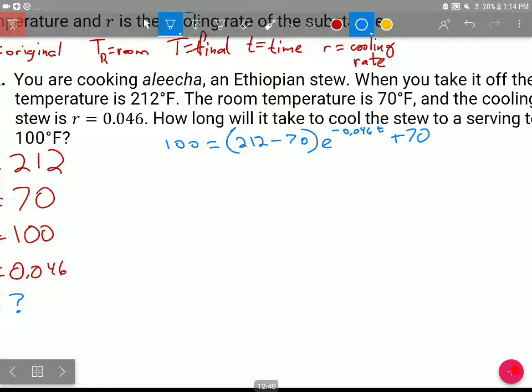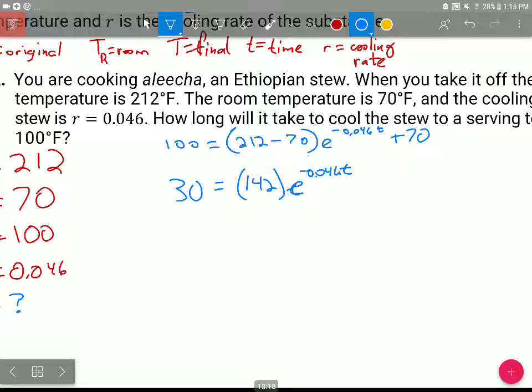All right. Let's solve. There are two things I can do right off the bat. What are they? We can do the parentheses. What's 212 minus 70? 142. So 142 times e to the negative 0.046 t. What else can I do? I can subtract the 70 to the other side. So what's 100 minus 70? 30.